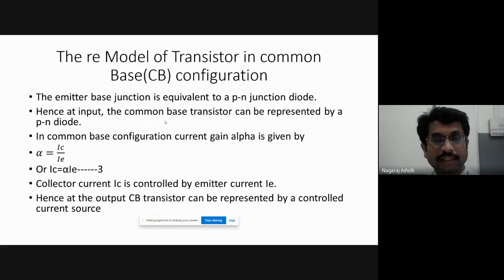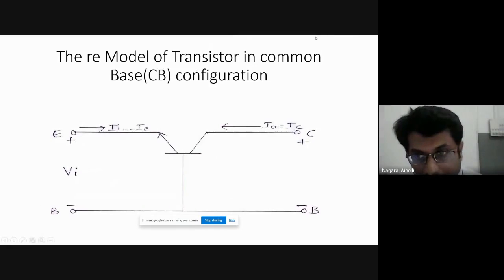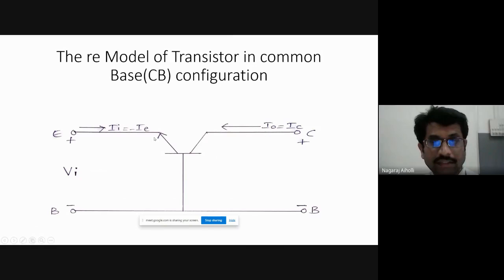PN junction diode. In the common emitter configuration, we consider the current gain as beta. Is it not? Here we are considering the current gain as alpha. In the common base configuration, current gain is represented as alpha, and we know that the current gain is given by the output current divided by the input current. Output current is IC, input current is IE. So alpha is equal to IC by IE.